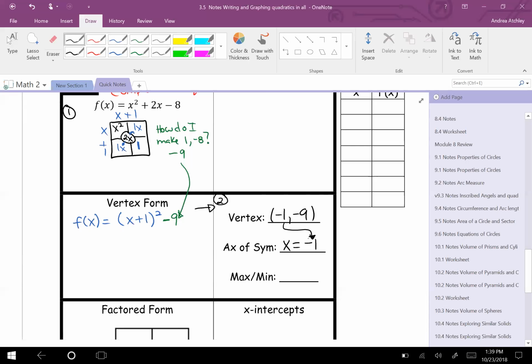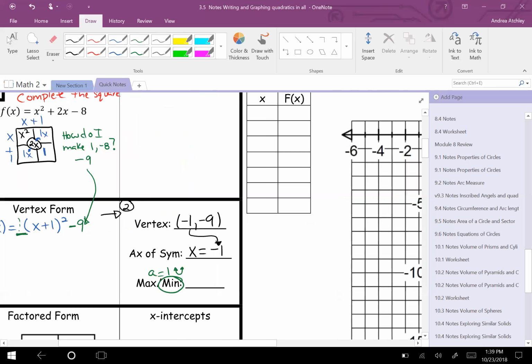Then we want to look for the a value. What number is in front of those parentheses? Very good, 1. So my a value is 1. Does that make my parabola face up or down? Up. So tell the person next to you, is that a maximum point or a minimum point then? Min. The vertex is the lowest point on the graph. Okay? Okay, now we're going to graph this.